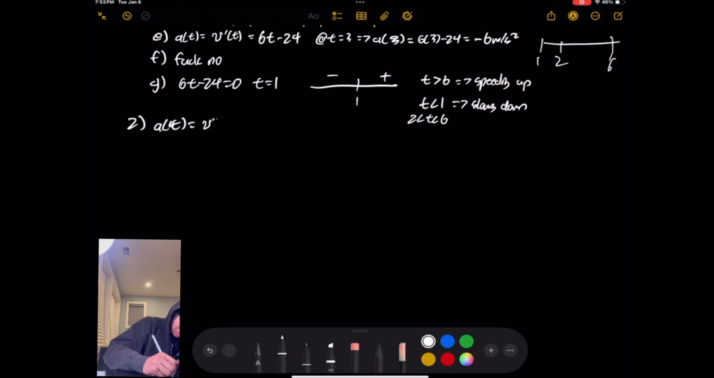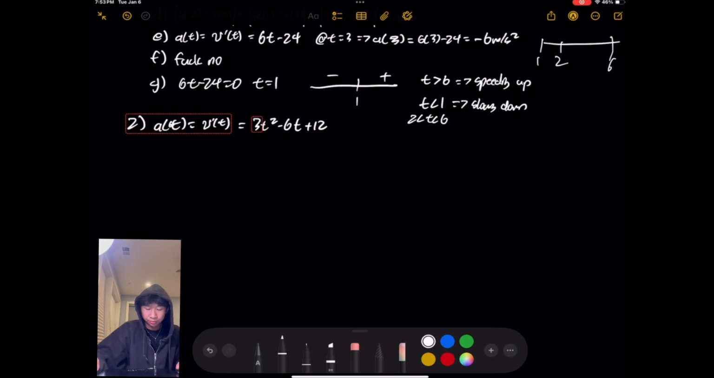To me, you are the star of the show still. All right, that's the acceleration function. And now we're going to find the derivative of that, and that's going to be 6t minus 6.